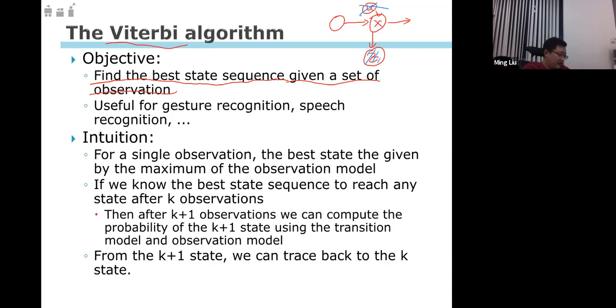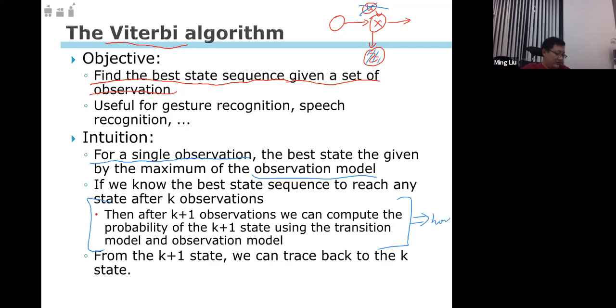So as an intuition, for a single observation, the best state is to take the maximum of the observation model. It's easy. And if you know the best state sequence to reach any state after k observations, not a single observation, then after k plus 1 observation, we can compute the probability of the k plus 1 state using the transition model and the observation model, right? So this is a long paragraph, and the next slide will introduce how.